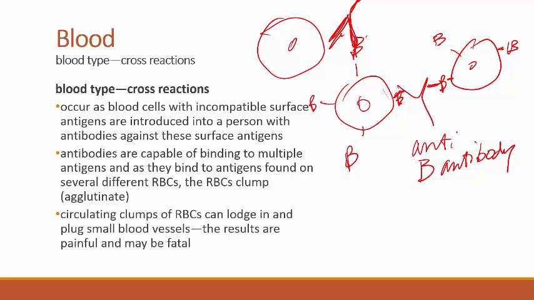So these circulating clumps of red blood cells may lodge into and plug up small blood vessels. Remember the circulating embolus, causing an embolism. And the results of this can be very painful and could also be fatal. This clumping, we refer to that as agglutination, just like the agglutination that occurs when we're doing blood typing. And we rely on that agglutination as a means of typing or ascertaining a person's blood type in order to make sure that we don't do any cross reactions.